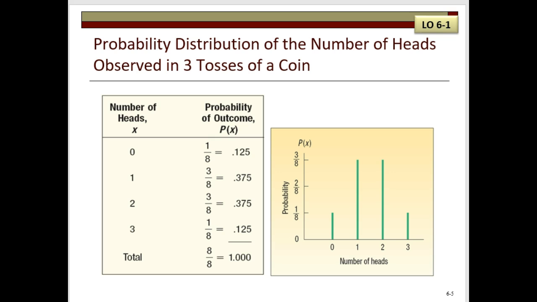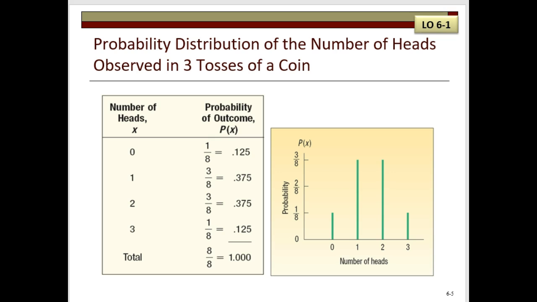In an earlier slide, we considered an experiment involving tossing a coin 3 times. We were interested in observing the number of heads in 3 tosses. We denoted this random number as x. The table on the slide now shows the exhaustive list for x: 0 heads, 1 heads, 2 heads, and 3 heads.